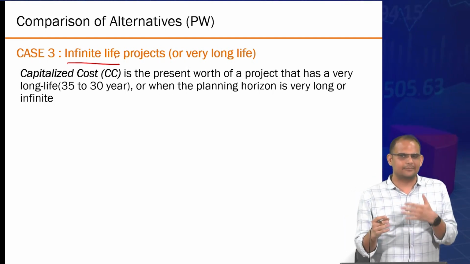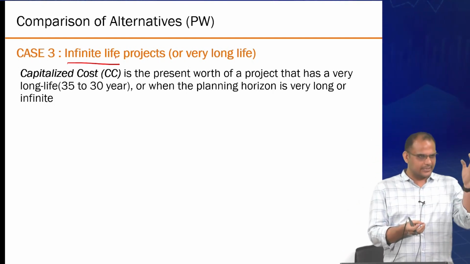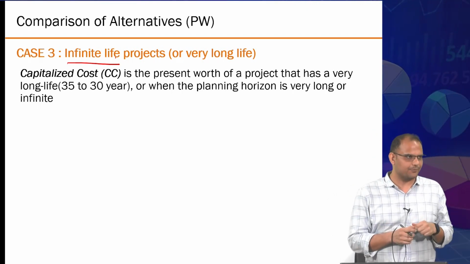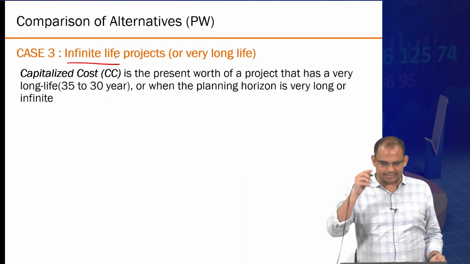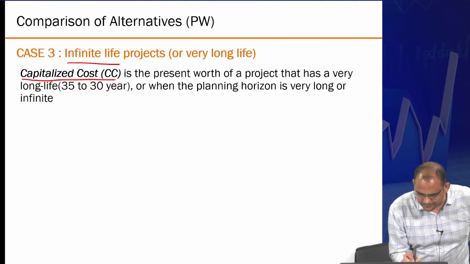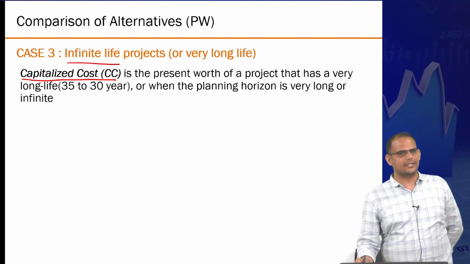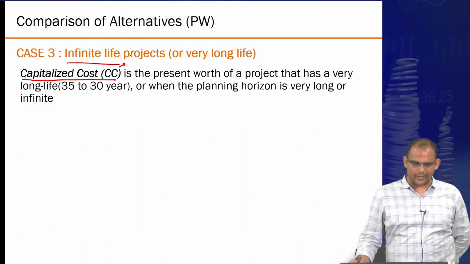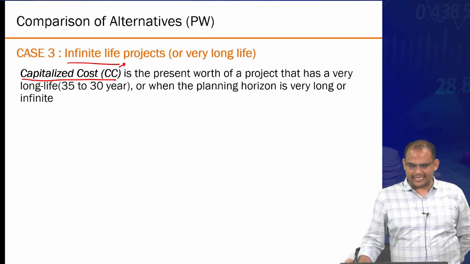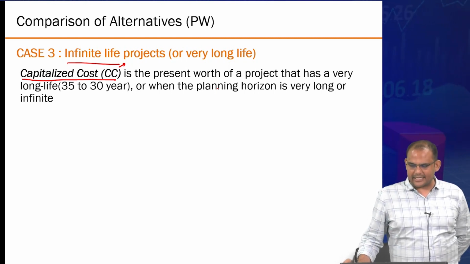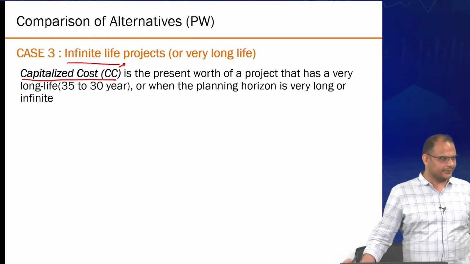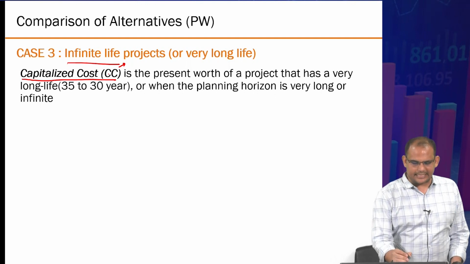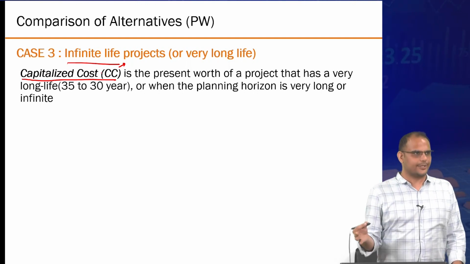So, because you are not limited in computation power, still go with the normal methods. Do not use this method unless you really need to. Okay. But still, let me give you what exactly this is. So, there is a convention. This method uses something called a capitalized cost, which we denote using capital CC. Okay. So this is the present worth of a project that has a very long life, or when the planning horizon is very long or typically infinite. In that case, instead of PW, it's represented using capitalized cost.